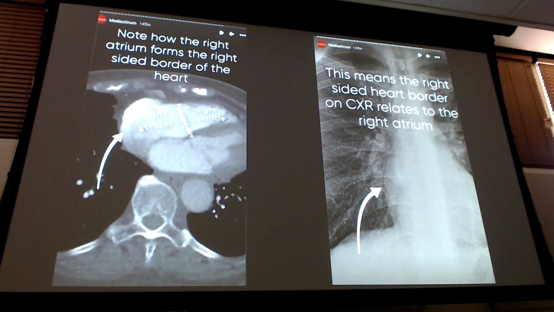But here's where my atrium lies, and I can see this bulging out right here. There's nothing stopping it from being seen. That's what this is. So what part of the heart is this? Right atrium. So if you had a question that said, what part of the anatomy is this? And a big arrow pointing to it, you're not going to pick right ventricle.